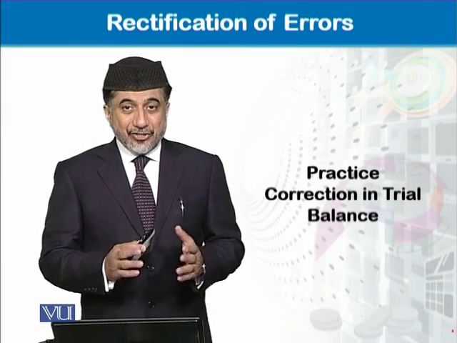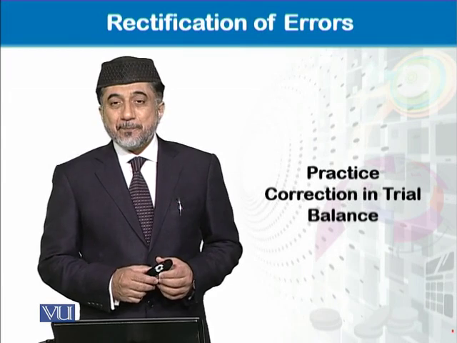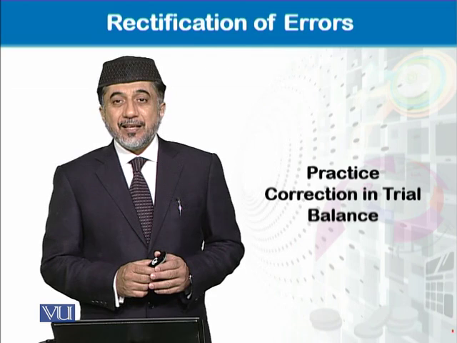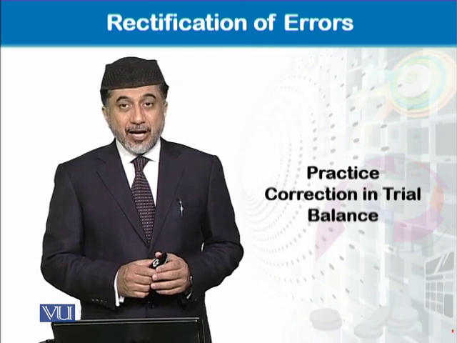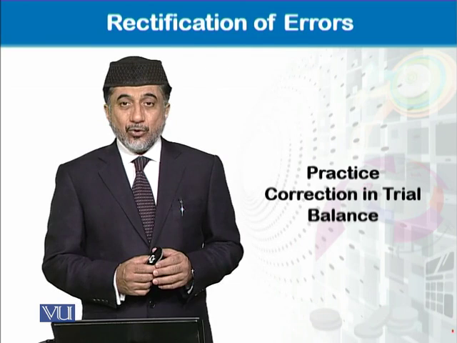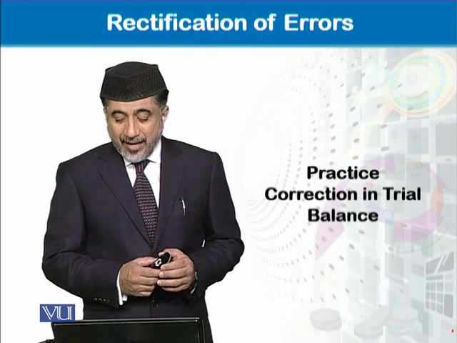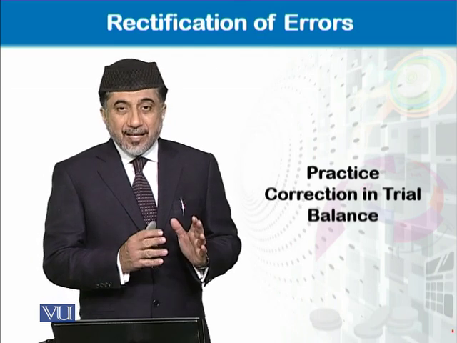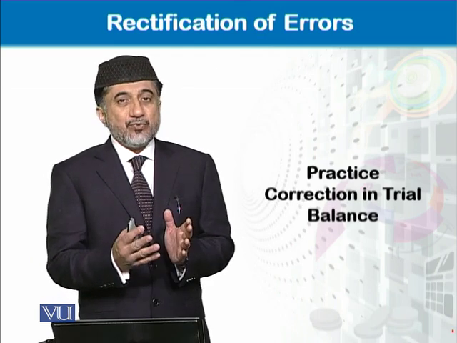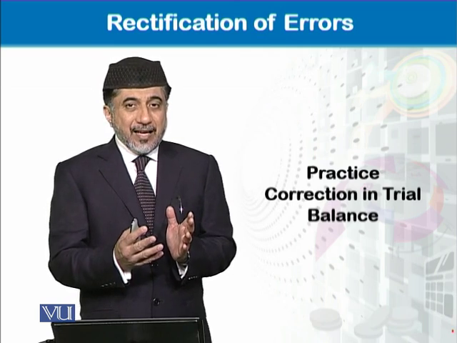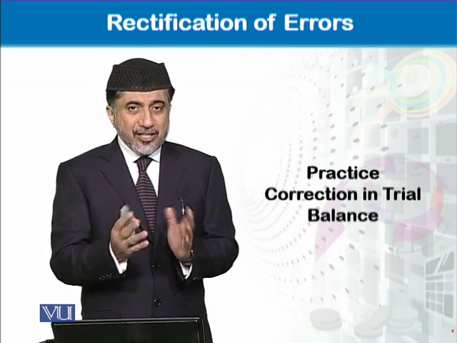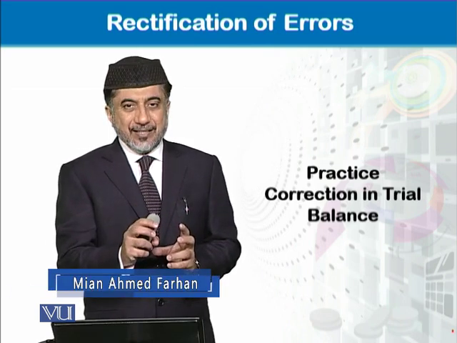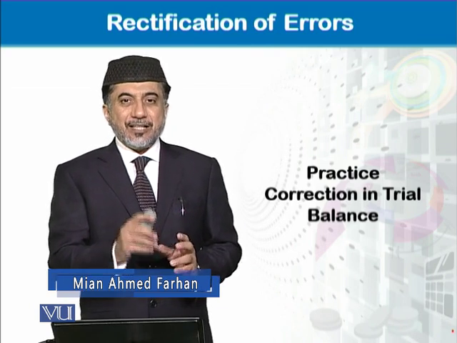Well, this rectification of error is our topic, and we have already discussed a few categories of errors and how to tackle those rectification things. Now in this module we will be discussing what happens when there is an error on either side of the trial balance and how to locate that error, or in a way how to locate a suspense account.